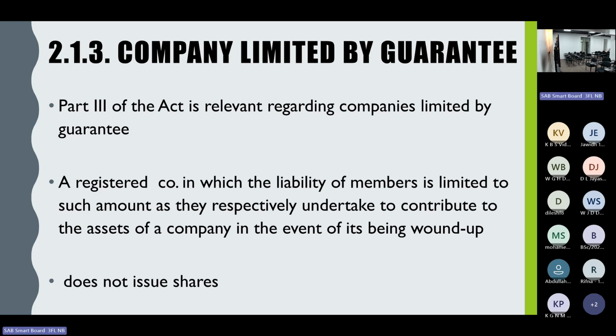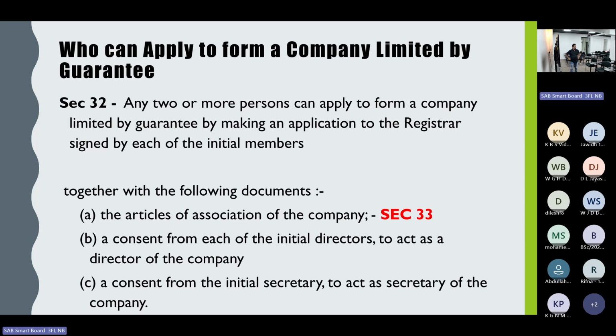So a guarantee company is a company which does not issue shares, and the liability of members is limited to the amount they have agreed to pay at the time of winding up. So, how to incorporate a guarantee company? A guarantee limited company you have to incorporate under section 32. What is the minimum number of members of a guarantee company?